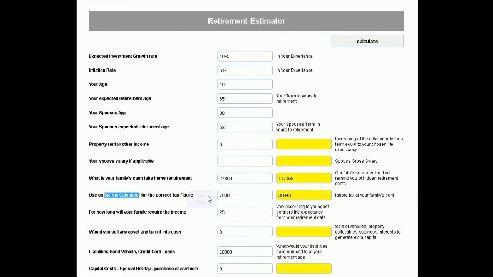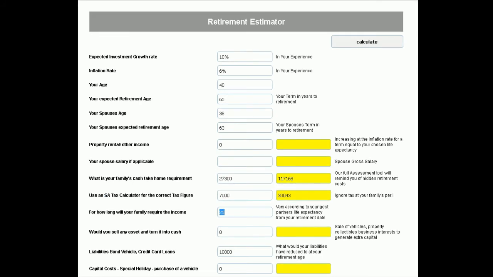We're going to be putting in a button here to do a reverse tax calculation, but it would still be in your interests to use an independent source to double check all the calculations. The term that this income will be required will depend on each individual, but basically it'll vary according to the youngest partner's life expectancy from your retirement date. In this case, Mr. Soap decides 25 years to take him to age 90.